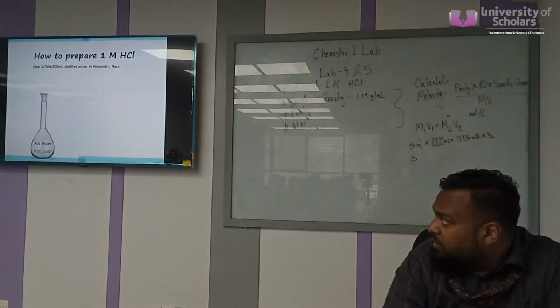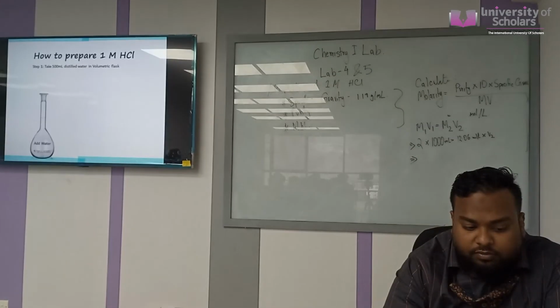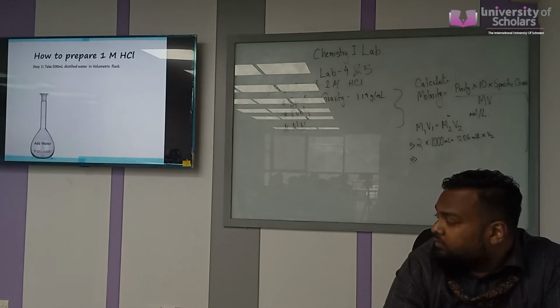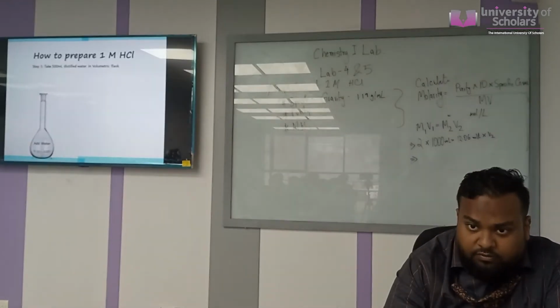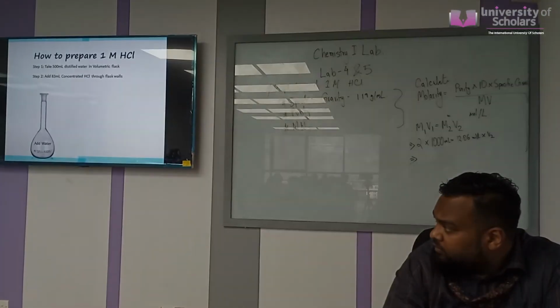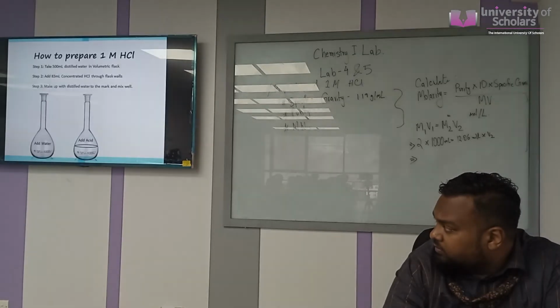It is very important to add water into the volumetric flask before adding acid. So as a first step, add 500 ml water, and in the next step, transfer the concentrated hydrochloric acid carefully through the walls, and finally make up the solution with distilled water. Shake the solution very well for further use.